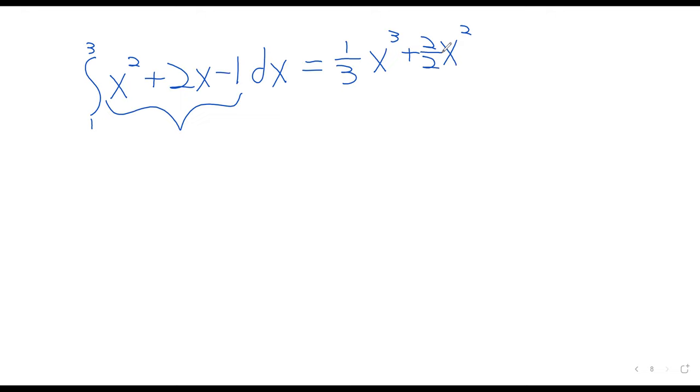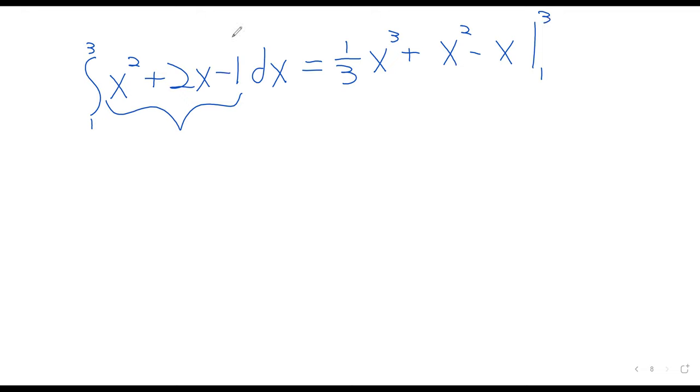But we have this 2 here, so 2 divided by 2 just goes away. The antiderivative of 1, or an antiderivative, I guess I should say, but the simplest antiderivative of 1 is x. And now these problems can turn a little tedious when you've found the antiderivative and then you're looking at this big polynomial, and it's like, okay, stick 3 in there, stick 1 in there, and subtract.